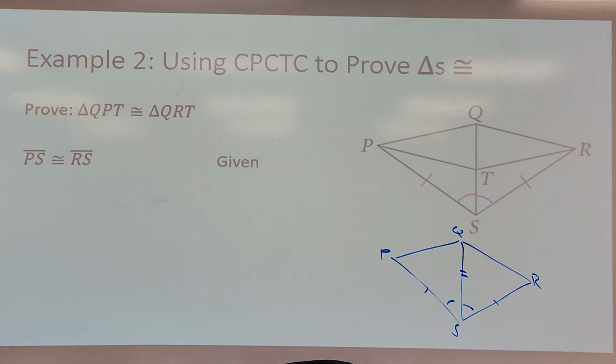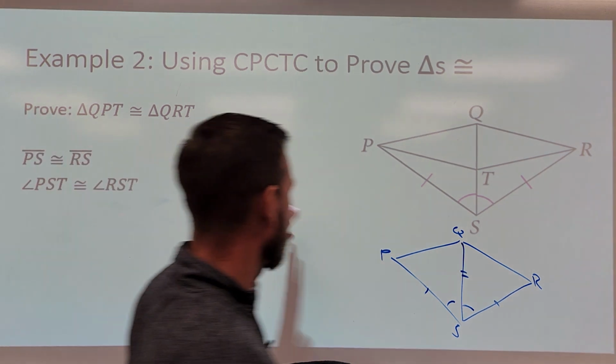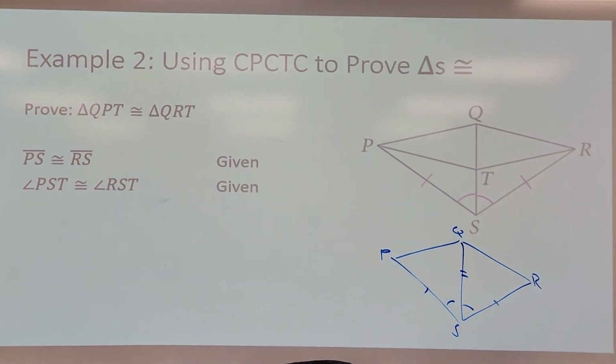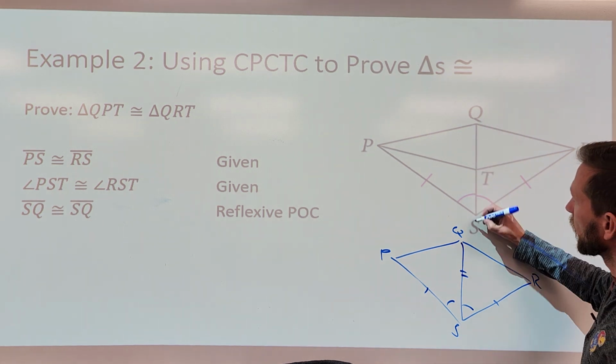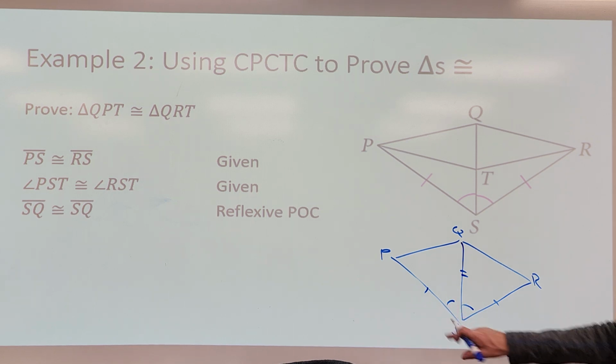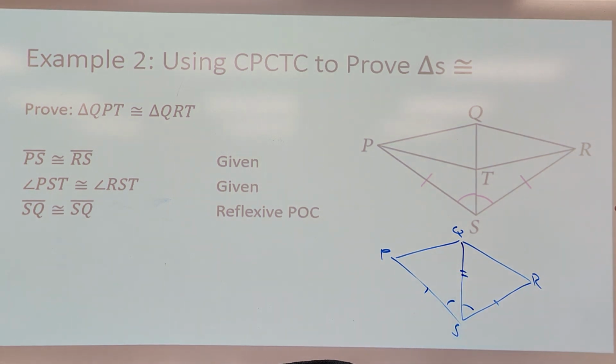So here's what that's going to look like. PS is congruent to RS, given. Angle PST, or PSQ we could call it, is congruent to RST, or RSQ. And SQ is congruent to itself. All right, this big segment right here. Since we have side angle side, triangles congruent, I know that PSQ and RSQ are congruent to each other.